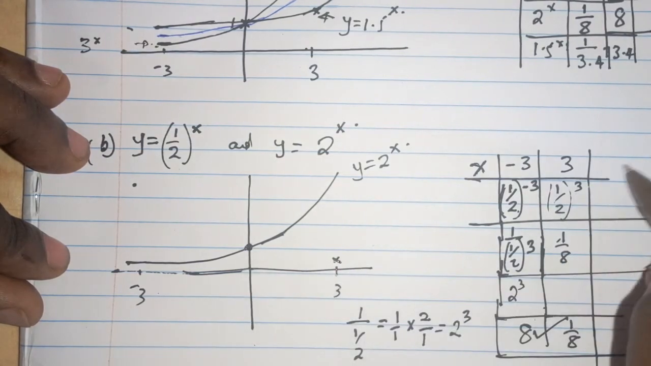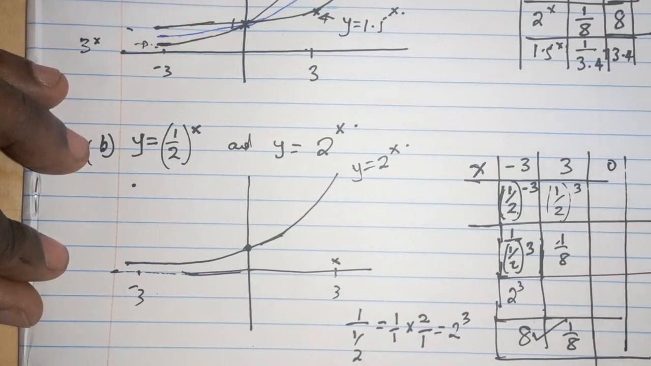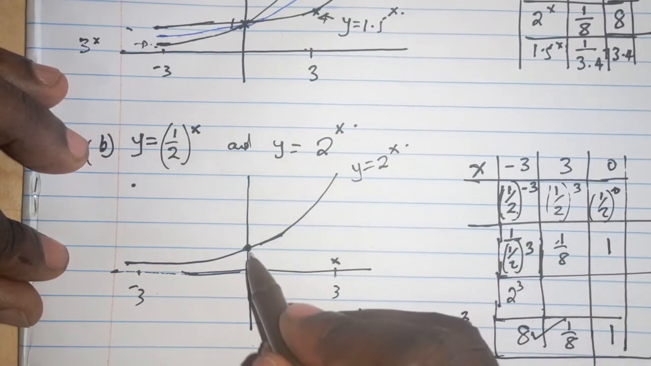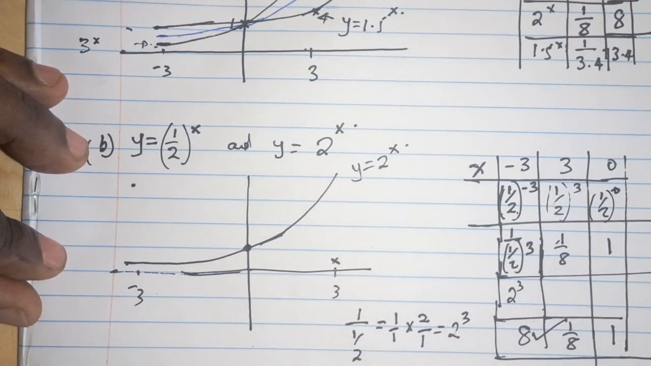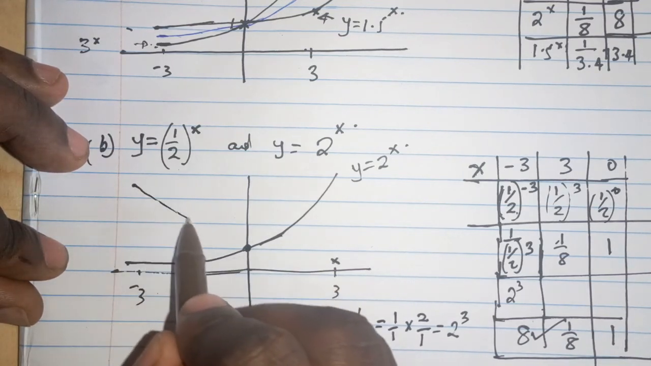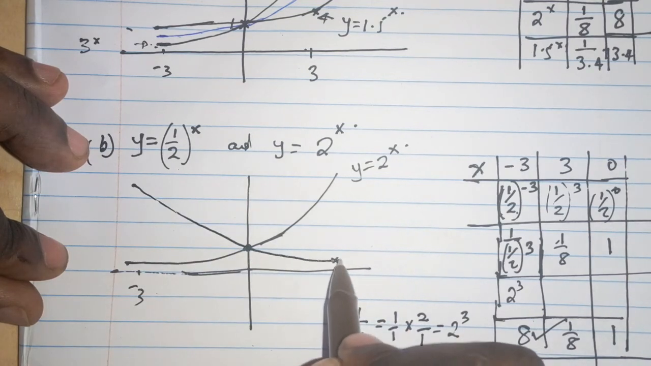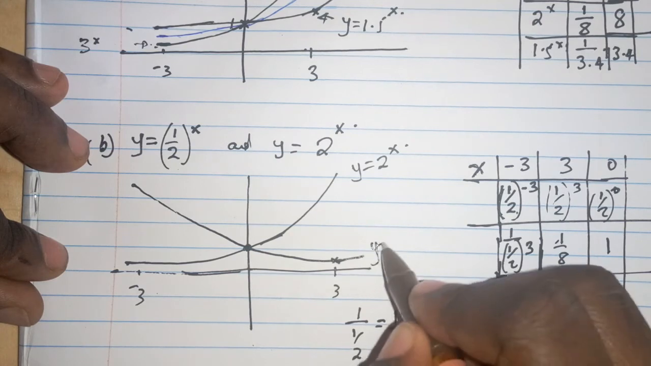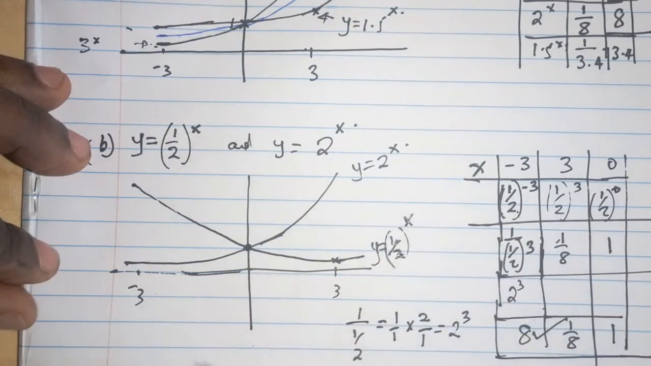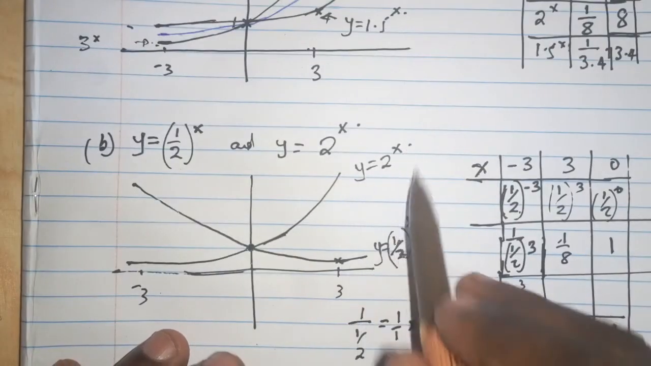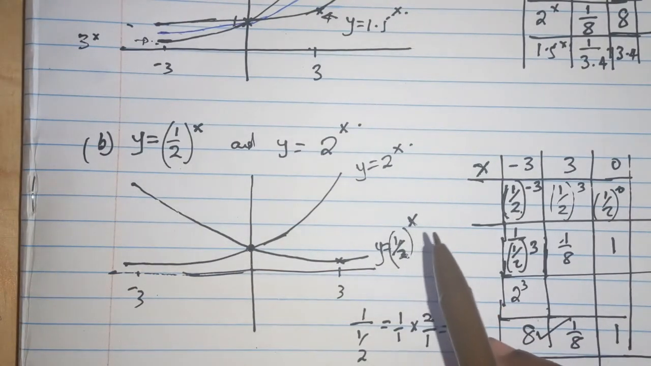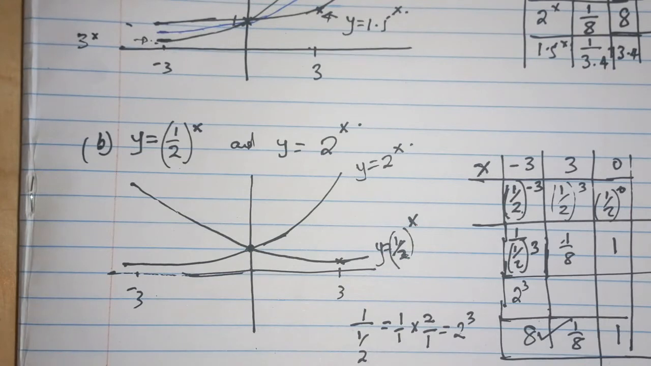But of course, when x was 0, it is a half raised to power 0, which is 1, because any number raised to power 0 is 1. So we are going to have a curve or a graph that looks like this. And this is the graph of y equals a half raised to power x. Note the difference. This is the graph of 2 raised to power x, and this is the graph of a half raised to power x.